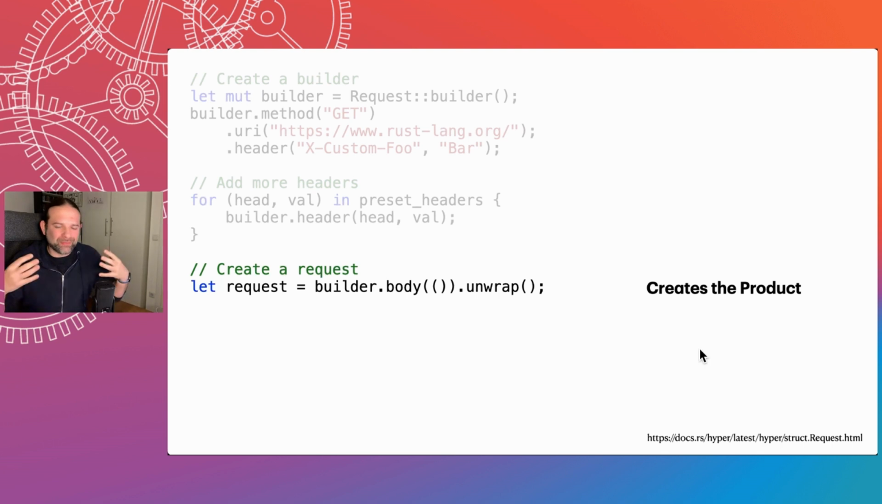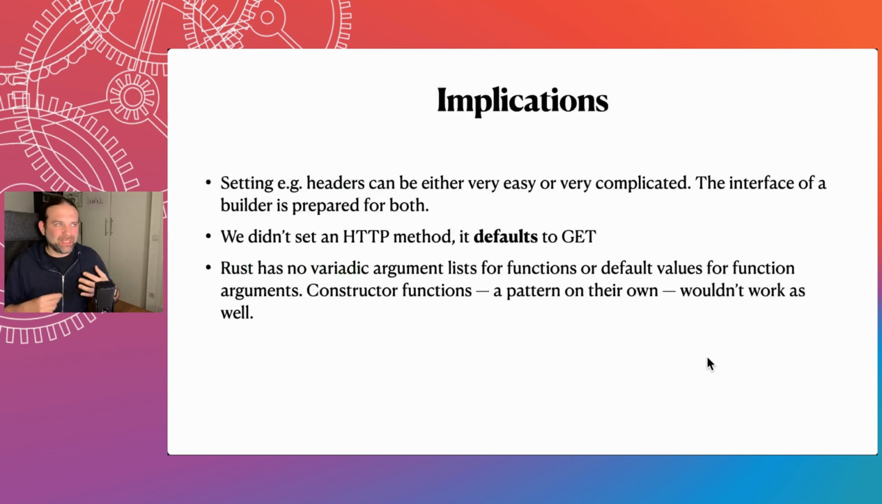And if you think about all the variants an HTTP request can take, and all the variations that you can do, having an interface like that is beautiful. And this leads me to a couple of implications. So first, setting headers can be either very easy or very complicated, but the interface of the builder is prepared for both. And in this example, I did set an HTTP method, but I don't have to, because there's a default HTTP method, which is get. So I don't need to define an HTTP method. So I also have the possibility to default on a couple of values for the properties that I set.